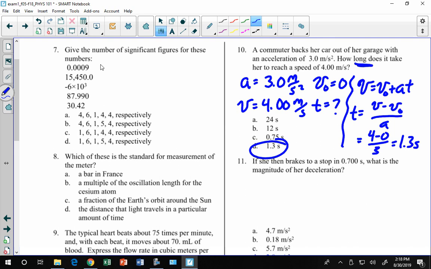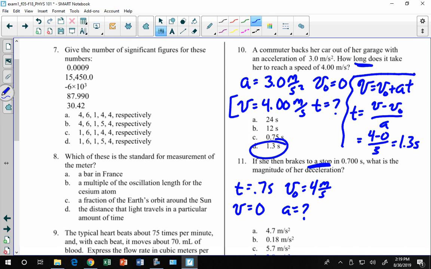What happens if she brakes to a stop in 0.7 seconds? Then what is the magnitude of her deceleration? So I'm starting here with a different problem. I know my time is 0.7 seconds. I know that my final velocity is going to be 0 because she's braking to a stop. And I know that my initial velocity is the final velocity up here. I was at 4 meters per second, and now she's slowing down again. So that's going to be 4 meters per second. And I'm looking for a.